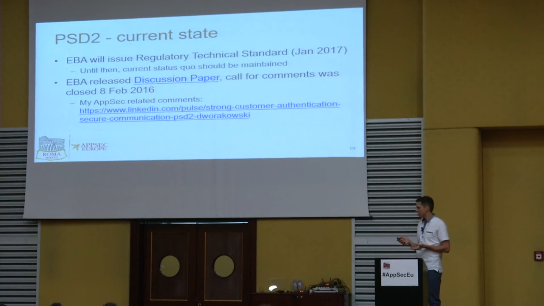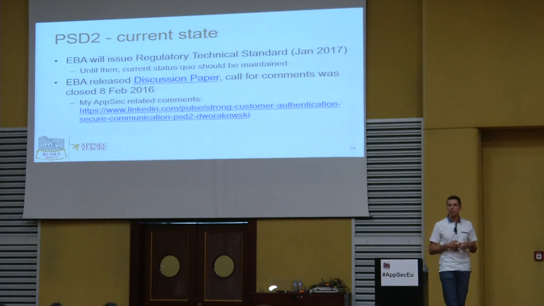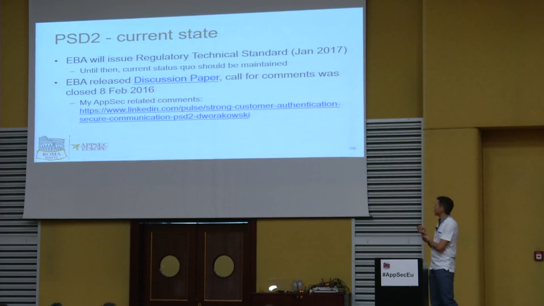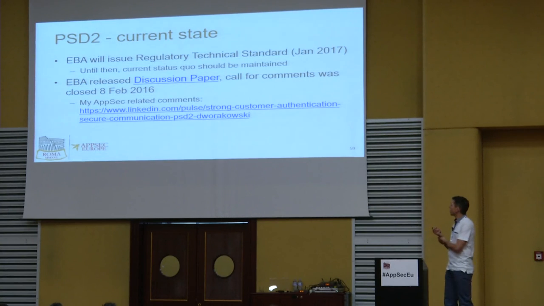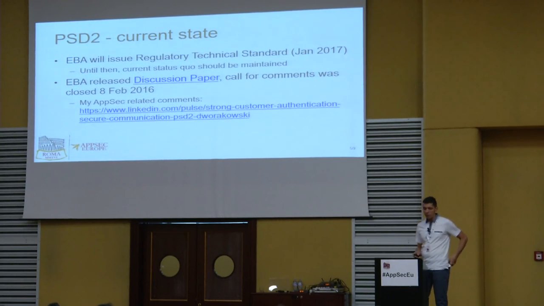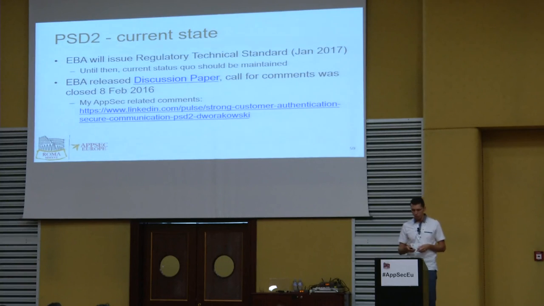So now it's like this: of course the directive of the European Union is high level, but the European Banking Authority will issue the so-called regulatory technical standard in January next year. But until then, the current status quo should be maintained. They released a so-called discussion paper, but the call for comments was closed in February. You can read my application security-related comments on my LinkedIn Pulse, because I published it openly. But maybe we as OWASP should take some action, so let me know if you are also somehow involved in this process of making this regulatory technical standard. Maybe we should do something together.